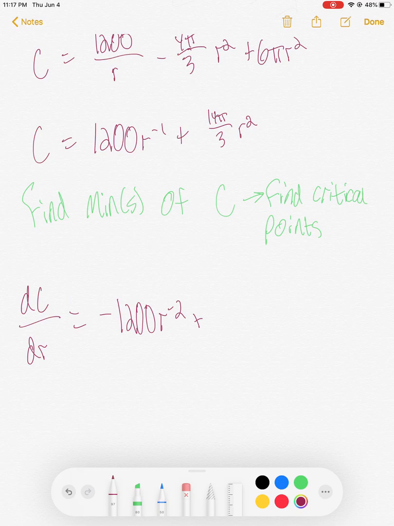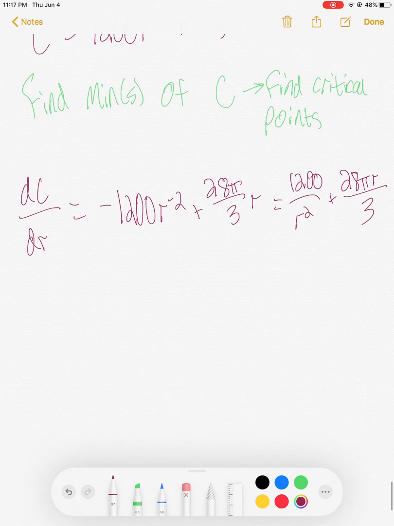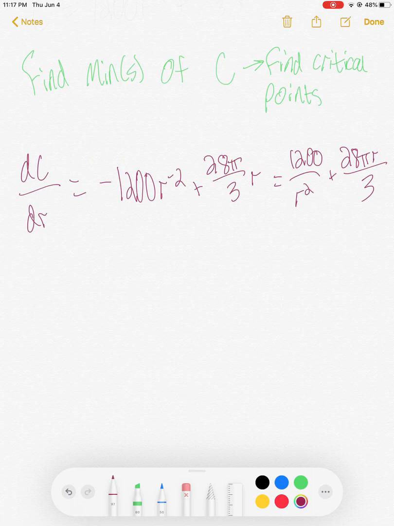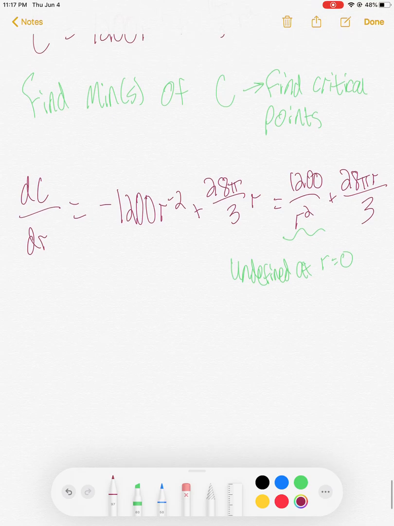I'll say it, but I'm not going to write it down here. So if we take the derivative here, dC, we're going to take this derivative with respect to r, because that's the variable we have. So I'm going to get negative 1,200 r to the negative 2 plus 28 pi over 3 times r, or in other words, if you prefer, negative 1,200 over r squared plus 28 pi r over 3.